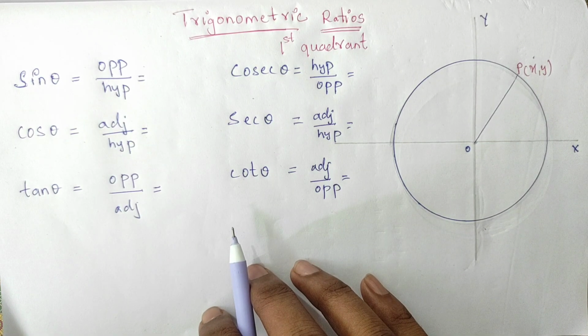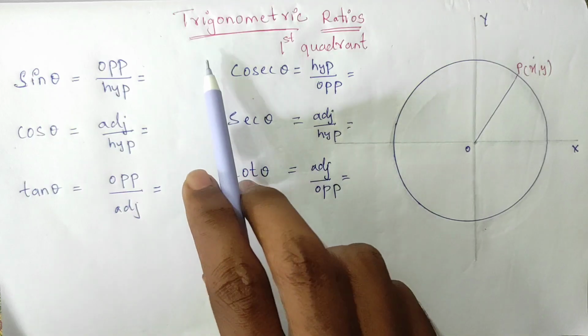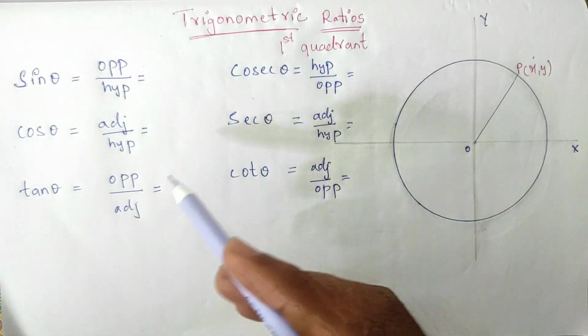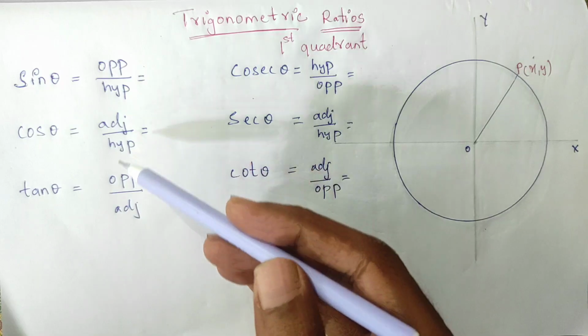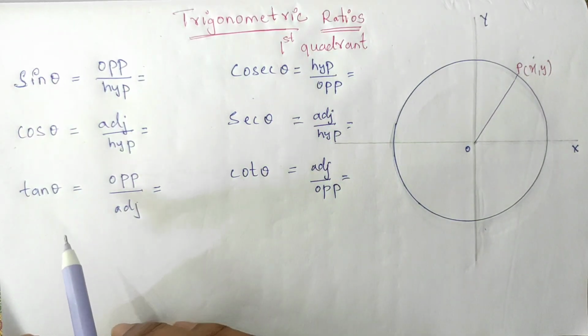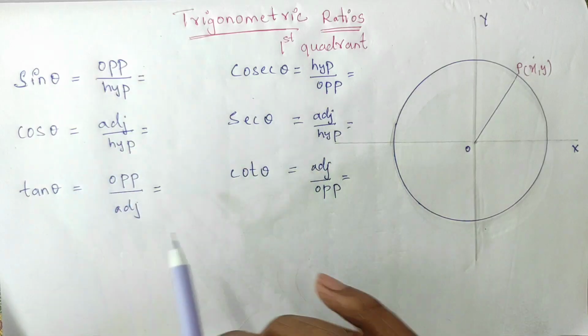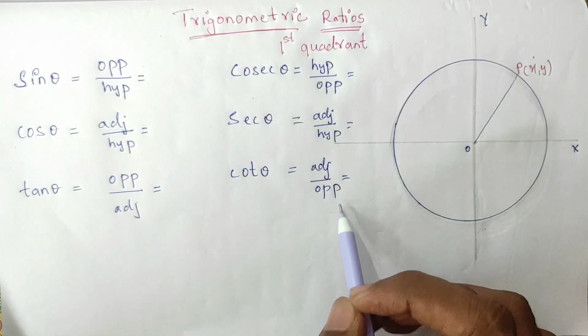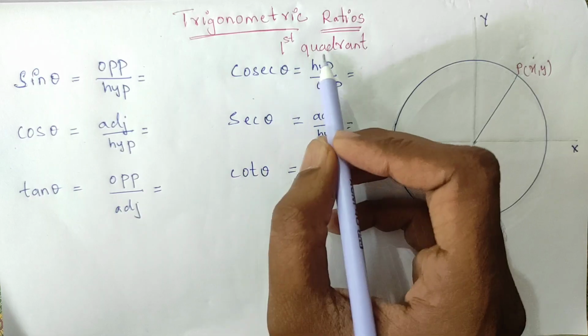So in this video, we are going to discuss the trigonometric ratios in different quadrants. In the previous video, we discussed the 6 trigonometry ratios. Now in this video, we are going to find these 6 trigonometry ratios in different quadrants. Let's start the discussion with the first quadrant.